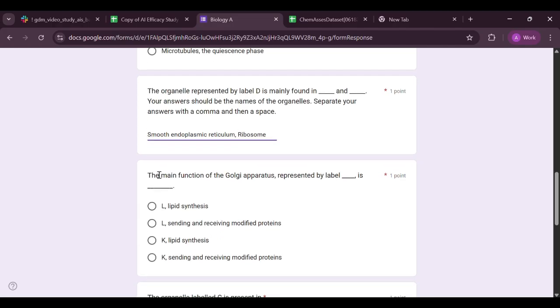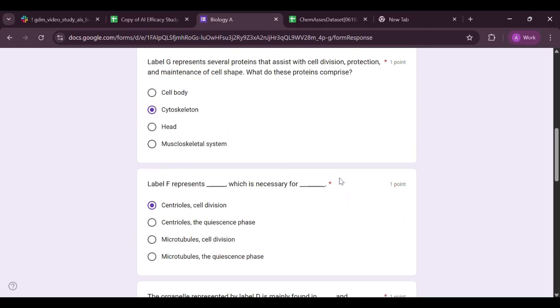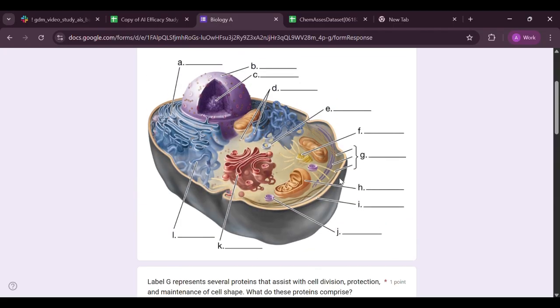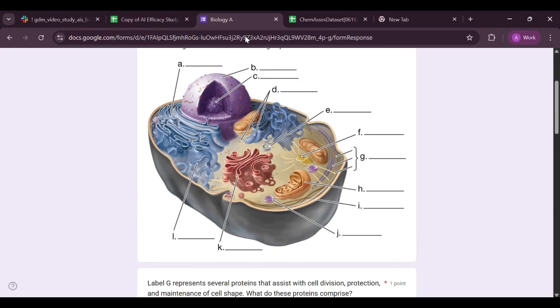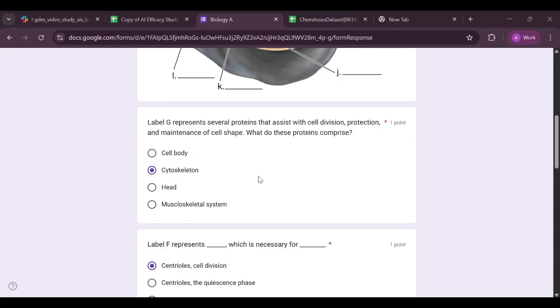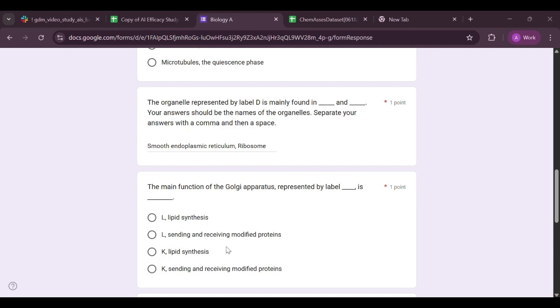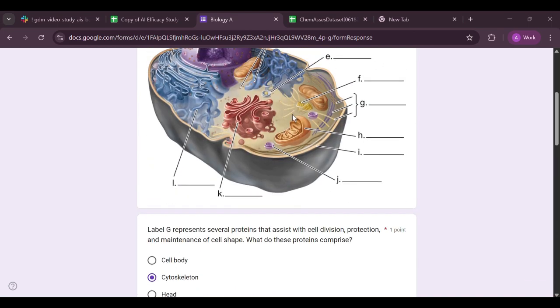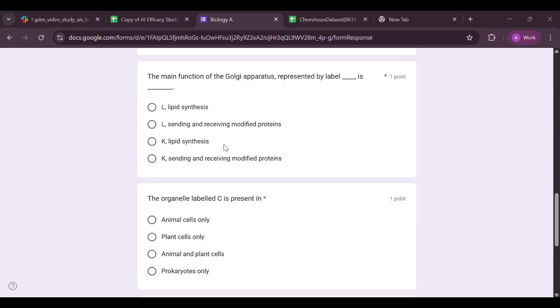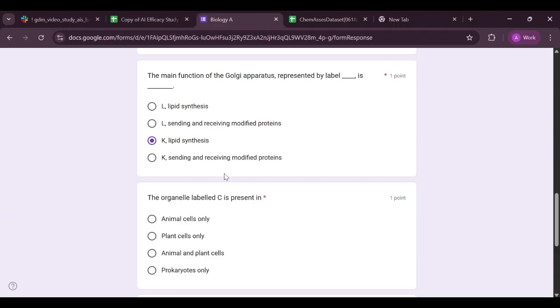The main function of the Golgi apparatus represented by label is, so here we can see what the Golgi apparatus looks like. This packet-like structure is called the Golgi apparatus. Let's see, is there any option K? Yeah, it is K, and it is helpful in lipid synthesis. So the option is K and lipid synthesis.